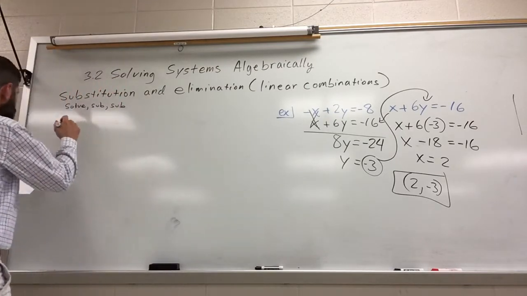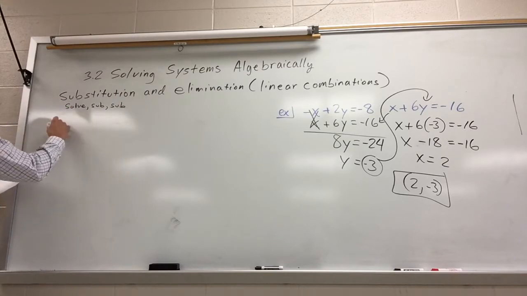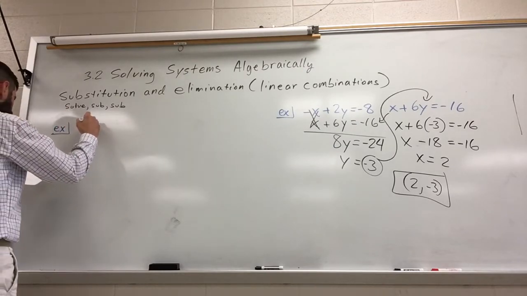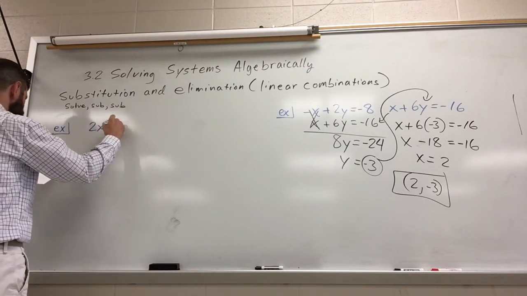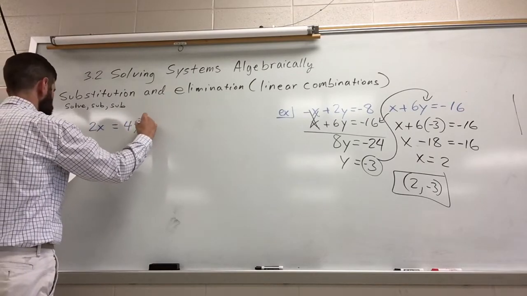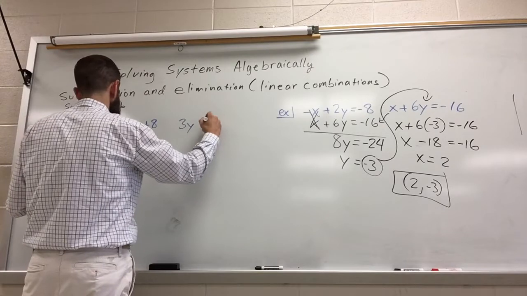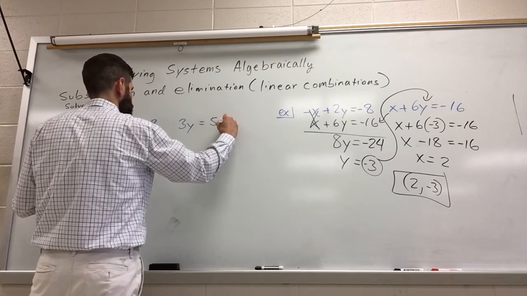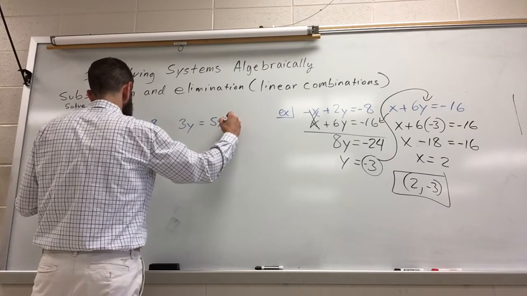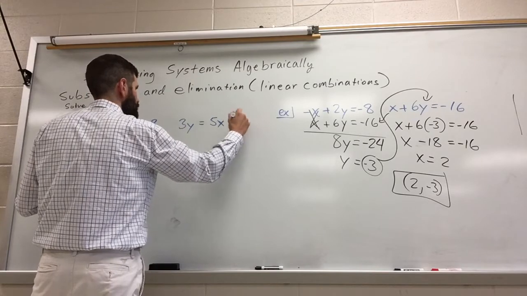We are still going to solve using elimination, otherwise known as linear combinations. But now we're going to start out with 2x is equal to 4y plus 8, and 3y is equal to 5x minus 13.